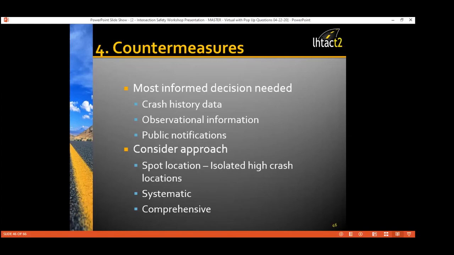to make the most informed decisions regarding countermeasure selection, of course, you should begin, as we've done, with a review of the history of the data and observational information. Go through an analysis process. If you have isolated crash locations, the spot approach might be the most appropriate. I certainly encourage people to take a good look at the systemic approach to put in safety improvements at intersections, okay?